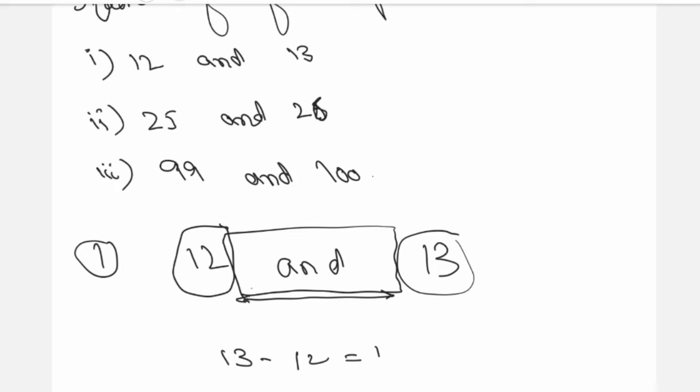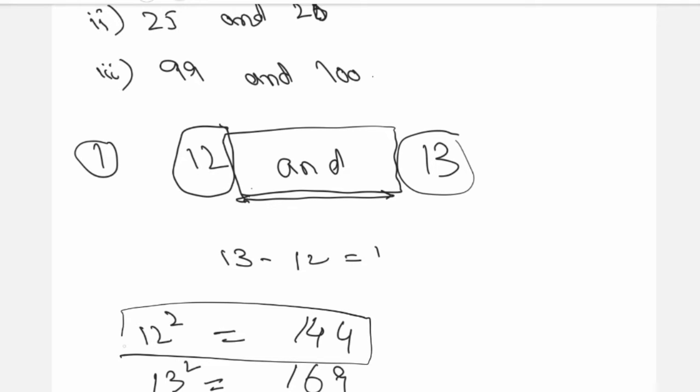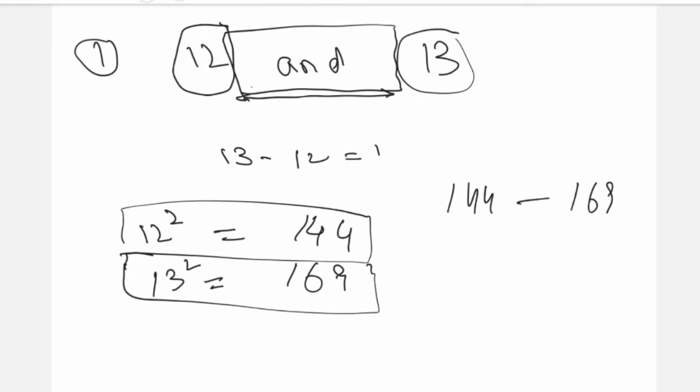But here they're saying how many numbers lie in between the squares of these two numbers. When we take the square of 12, the square is 144. When we square 13, that is 169. When we square them, they become 144 and 169. See how much the difference is between 144 and 169. There's a huge difference in between. He asks how many numbers come in between.